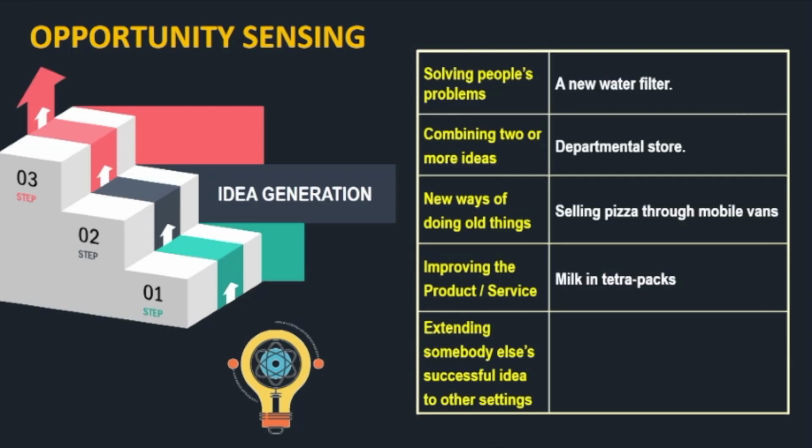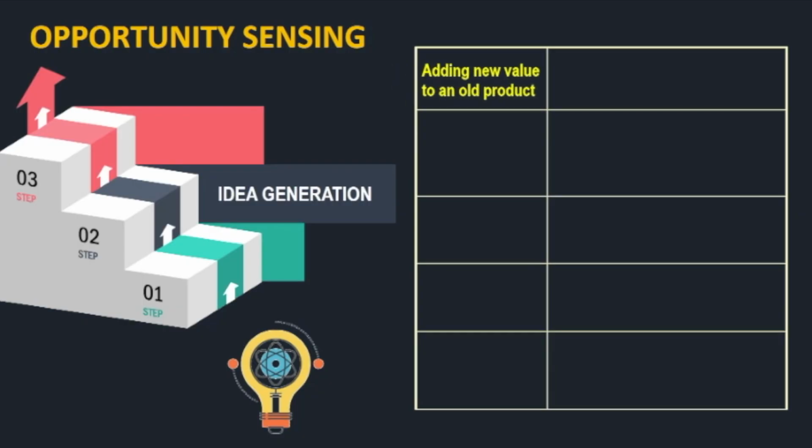Then you can also extend somebody else's successful idea to other settings. For example, the successful introduction of a new product gives an idea for repeating it to catch a growing market in other places, for example the electric mosquito repellent in most of the developing countries. You can take this idea to some other places where it is not being used, so it becomes a new idea for those people over there. Then adding a new value to an old product. Like ballpoint pens used for writing, having the printed name of the customers may be a new idea for its use as publicity material.